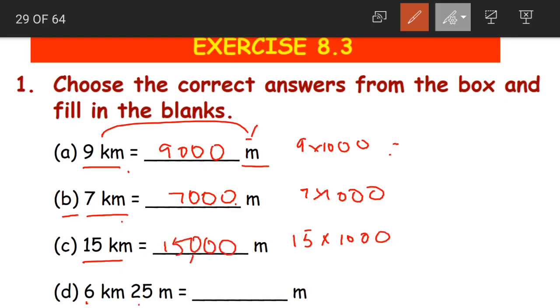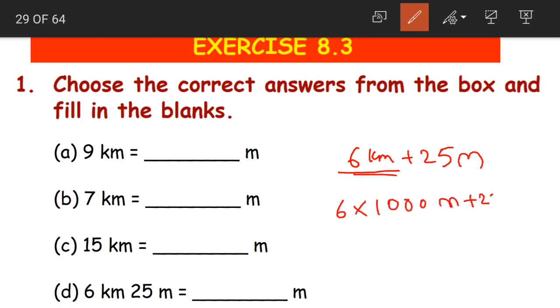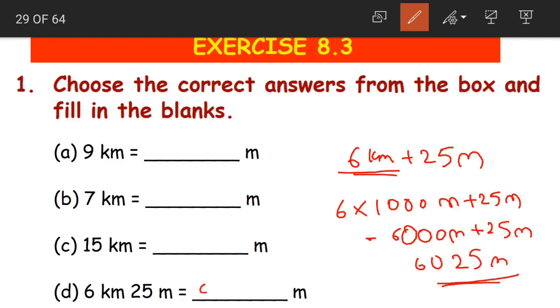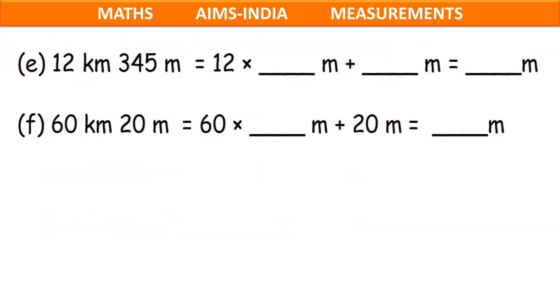We're coming to 6 kilometers and 25 meters. Now 6 kilometers plus 25 meters. This is what we have. Kilometers. So we have to multiply it by 1000. 6 into 1000 meters plus 25 meters. That is nothing but 6000 meters plus 25 meters. 6025 meters is our answer. Again a similar question here, children.